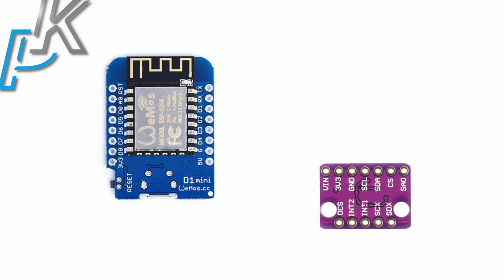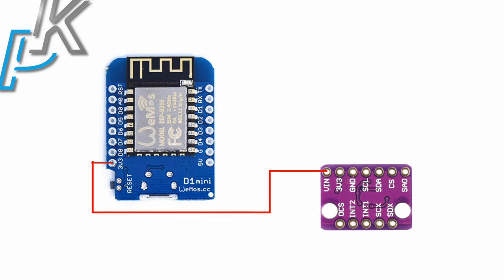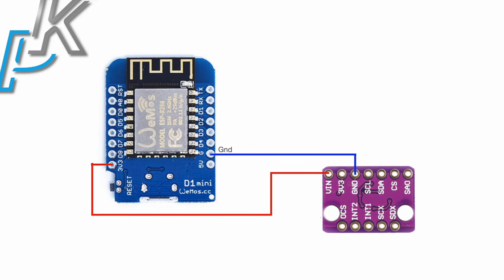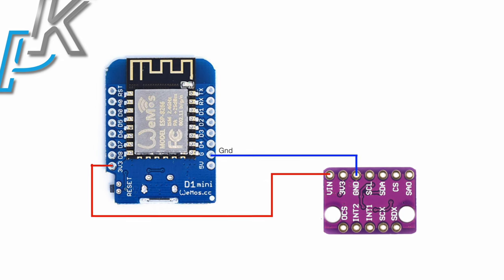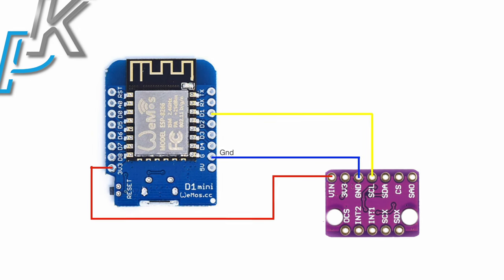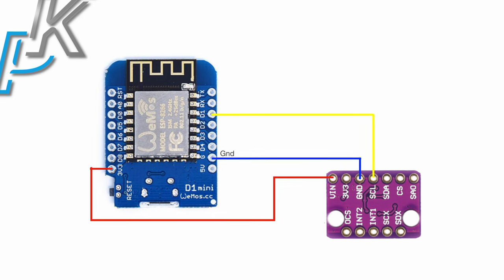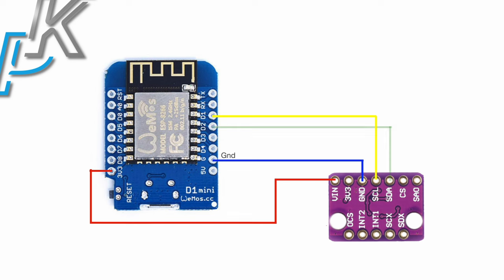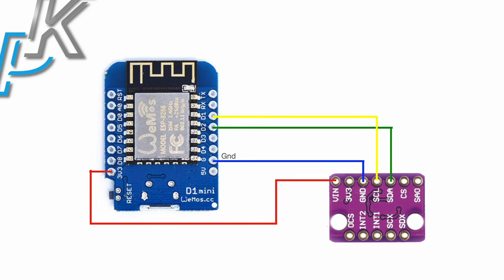Anyways, this is how I wired the BMI 160 sensor and the D1 mini. I connected the VIN pin on the BMI 160 to the 3V pin on the D1 mini. Then I connected the ground pin on the BMI 160 to the ground pin on the D1 mini. After that, I connected the SCL pin on the BMI 160 to the D1 pin on the D1 mini. And finally, I connected the SDI pin on the BMI 160 to the D2 pin on the D1 mini.